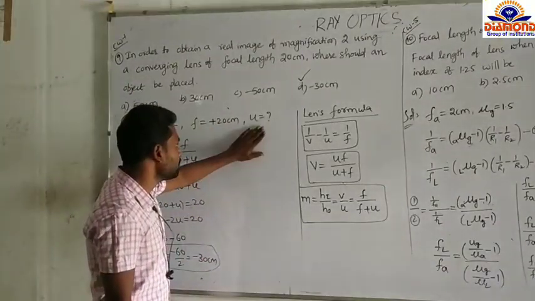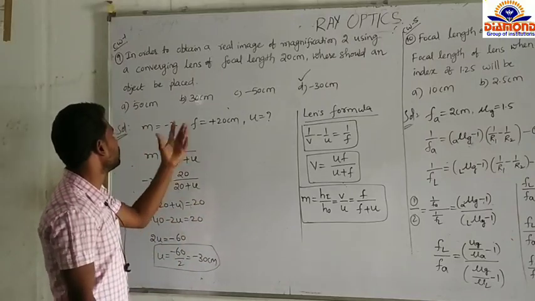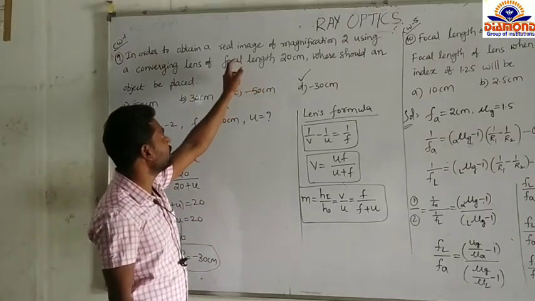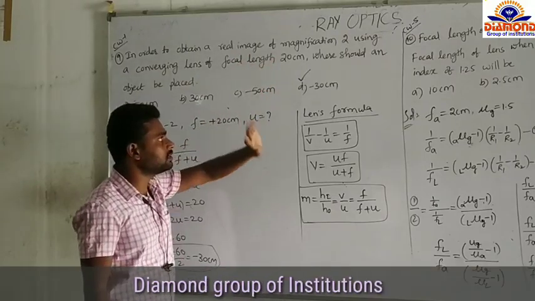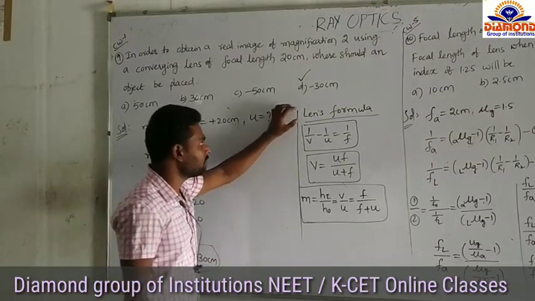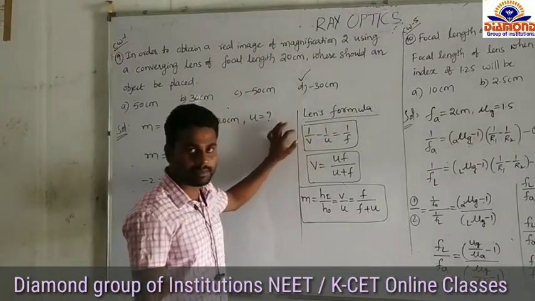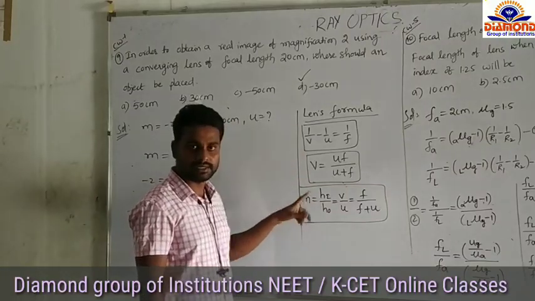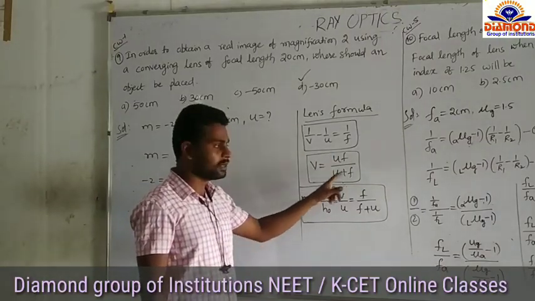They are asking for the object distance, where we have to keep the object to get a real image with magnification 2. Before solving this problem, I am giving some formulas. The lens formula is 1 by v minus 1 by u equal to 1 by f. By simplifying this, we get v equal to u into f by (u plus f).